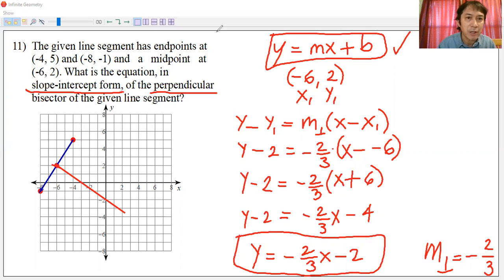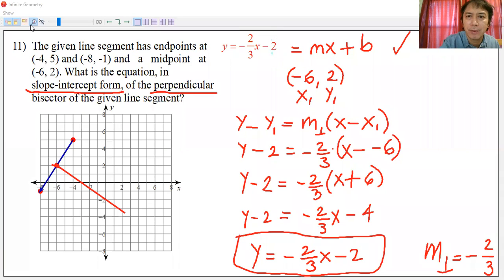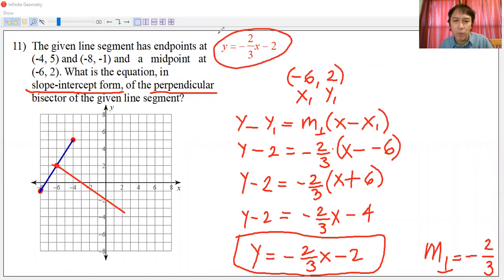Let us see the answer. Let me remove that formula. It's right there. So y is equal to negative 2/3 x minus 2, exactly what we computed. That goes to our number 11. Let's have the last number, number 12.